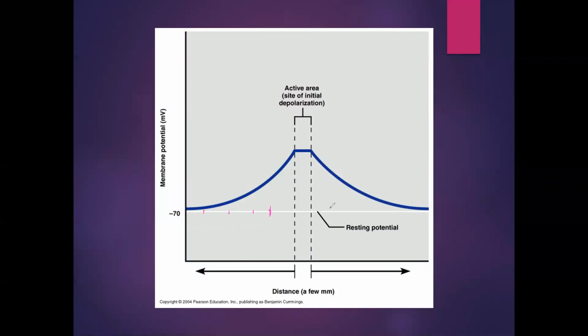So in dendrites, for example, they don't have voltage gated sodium channels in their membranes. They just have chemically gated ones. So let's say we want to get to -55 right here. Okay, and then the axon's over here.